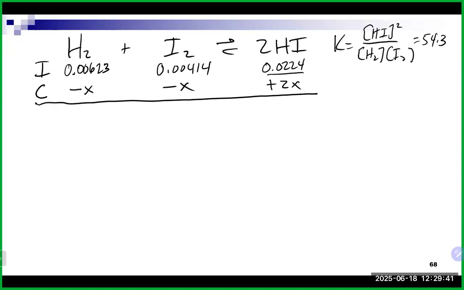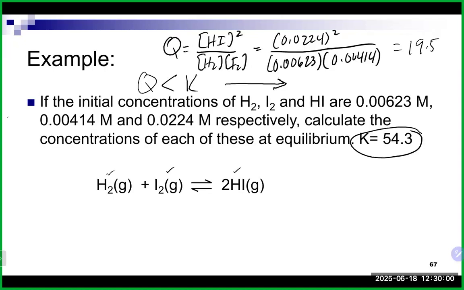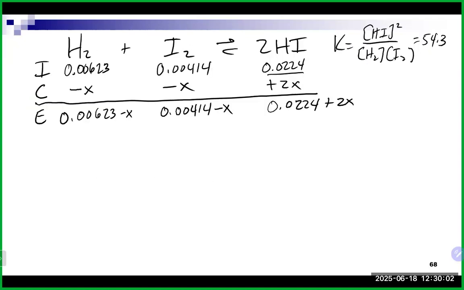That means at equilibrium here, 0.00623 minus X, 0.00414 minus X, and 0.0224 plus a 2X in this particular case. Any questions on the table? Remember, also a common mistake that sometimes people make is they're so used to doing minuses of X's, they kind of do minus on this side as well. So again, it is plus on that side.